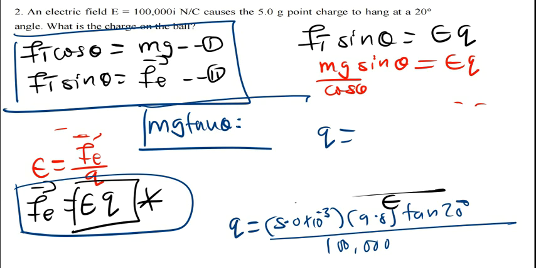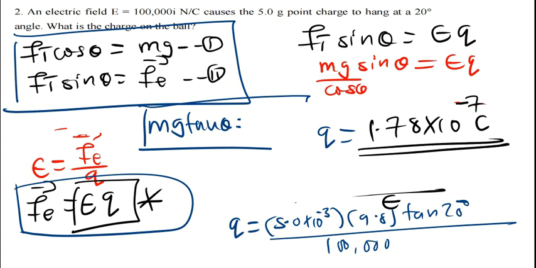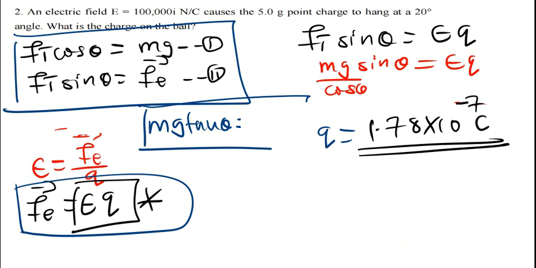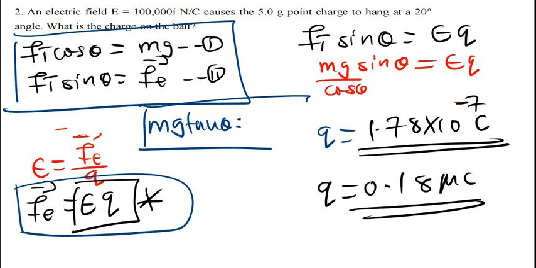So I have to put it in scientific notation, which is 1.78 times 10 raised to the power negative 7 Coulomb. That is the charge. Now, if I want to leave my charge in microcoulomb, I need to multiply by 10 raised to the power 6. Meaning, my answer in microcoulomb will be 0.18 microcoulomb. So you choose. You can report your answer either in Coulomb or in microcoulomb. Both answers are correct. As simple as that.